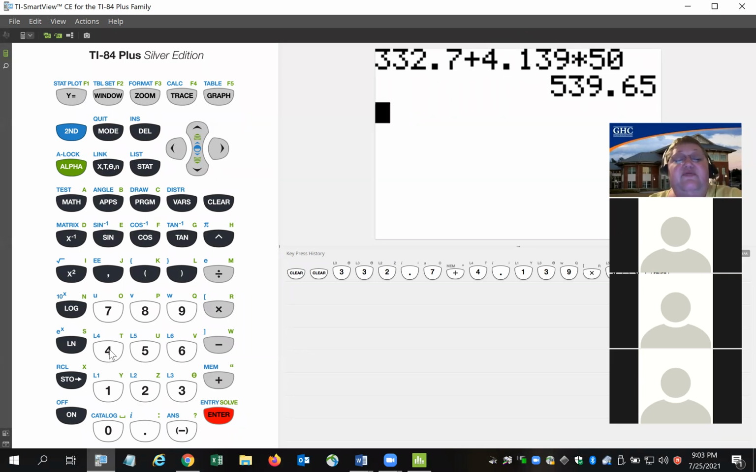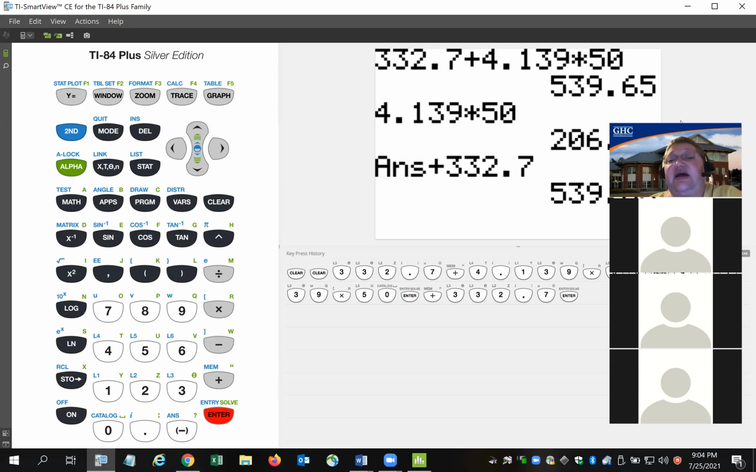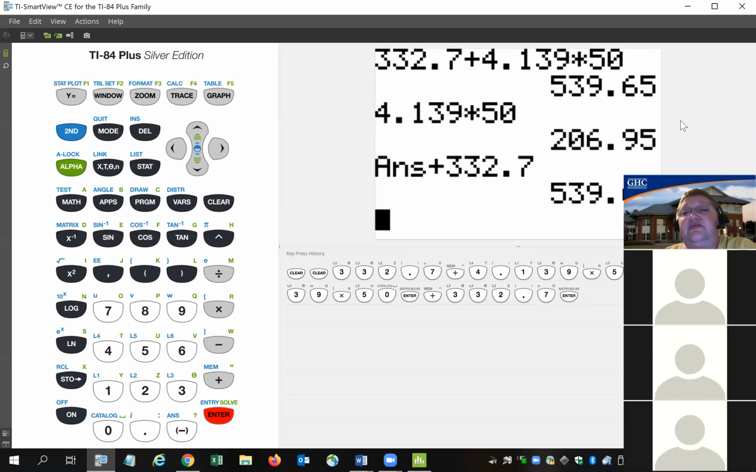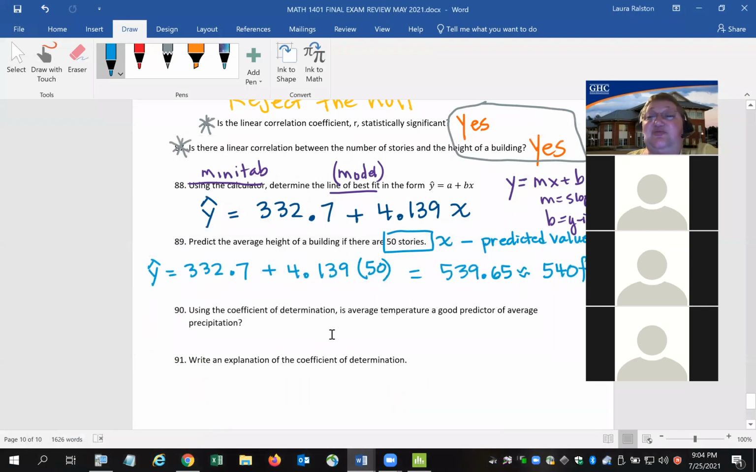If I were going to walk it through myself, I would do 4.139 times the 50, do the multiplication first, get the answer, and then add the 332.7. I still get 539. So just be careful, but it's basic algebra calculations, basic math operations. So don't get yourself caught up in that.